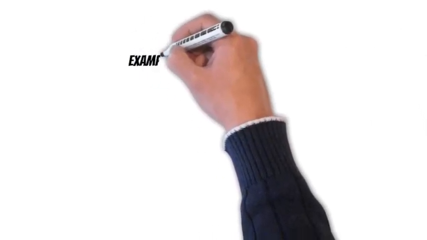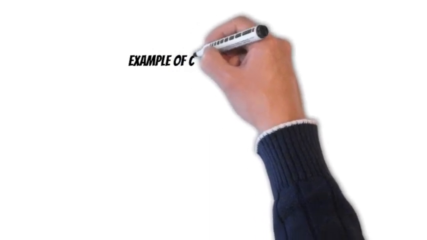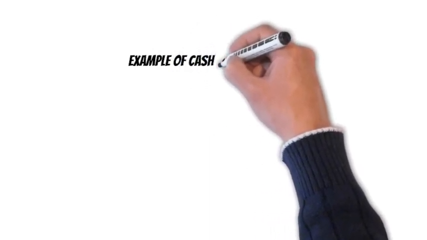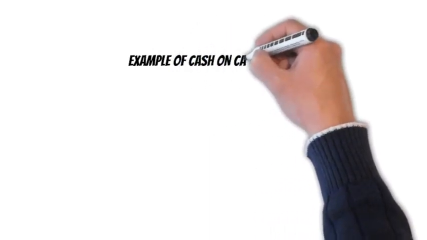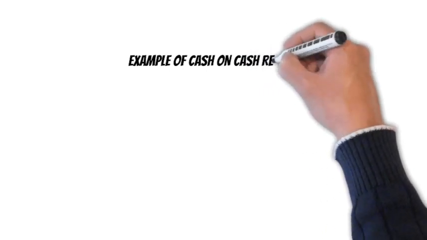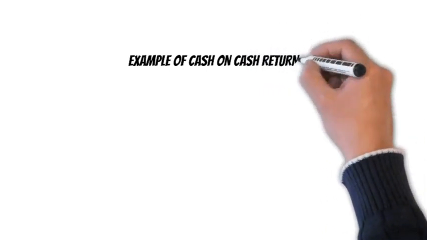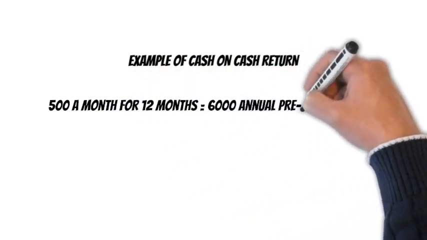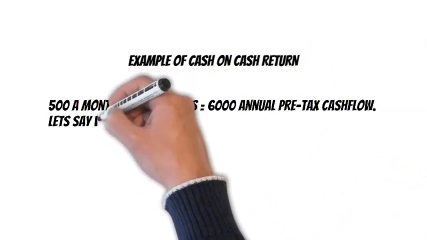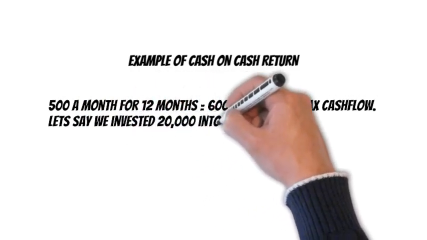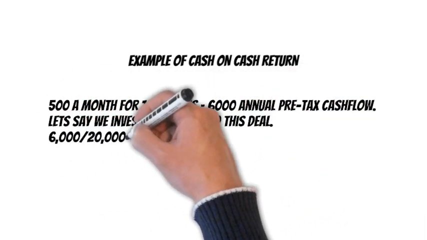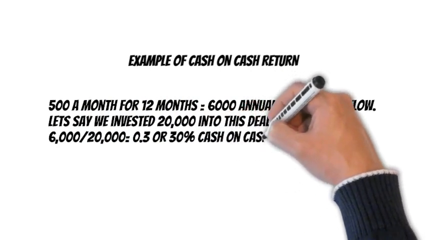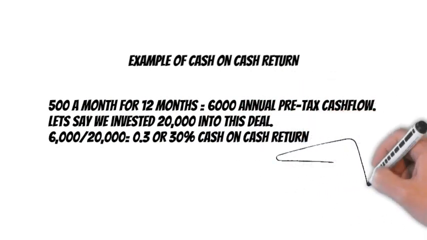In order to understand this, let's take our example from the cash flow slide. We're making $500 a month. So what we do is we multiply that by 12 months and we have $6,000 in annual pre-tax cash flow. Now let's say we put $20,000 into this deal to close it. What we do is we divide the $6,000 by $20,000 and that equals 0.3 or 30% cash on cash return.